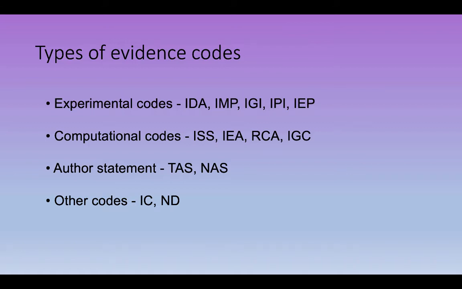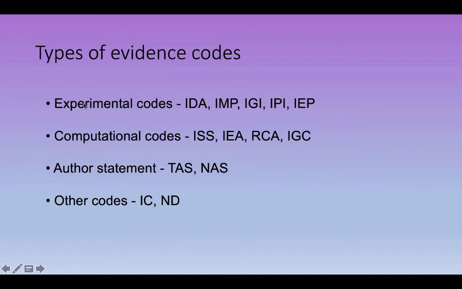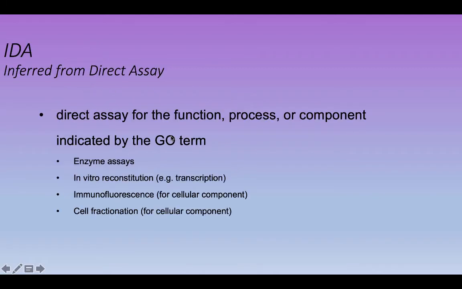And so I'm going to go through a couple of these quickly just to show you the level of confidence you might get out of different types of evidence. If we think about some of these experimental evidence categories, like the inferred direct assay, this is a direct assay of function, process, or component. So this is cell fractionation, enzyme assay, in vitro reconstitution, immunofluorescence. These are like, I see this in this place doing this thing. That's pretty good evidence. These experimental codes, you're going to have a lot of direct evidence in these cases.